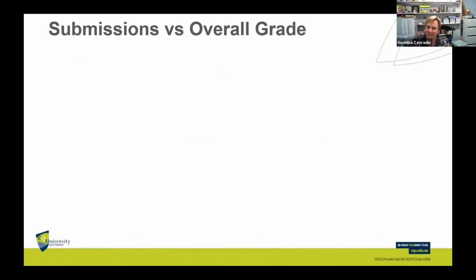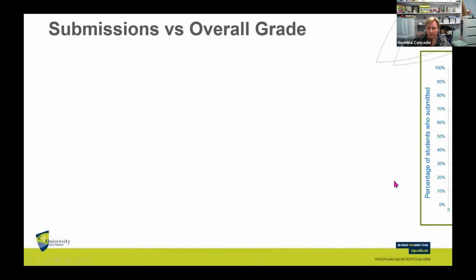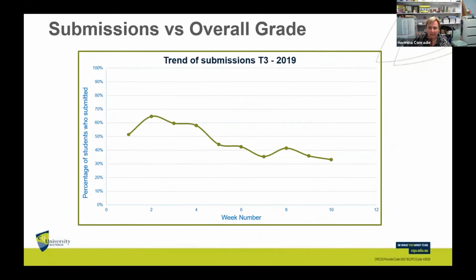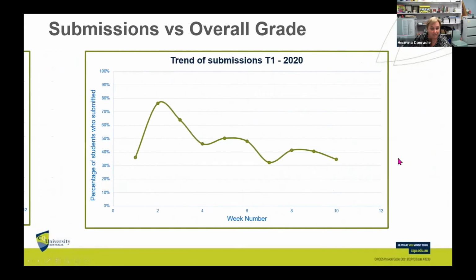Thank you, Katrina. Analytics from the online learning management system Moodle were used to find the number of consolidation activities submitted by those individual students, and we compared that to their final grade in the unit. We found that around 47% of students regularly submitted their consolidation activities, and in both terms, the trend of submission suggests a similar pattern. Students generally submitted in the first 3 to 4 weeks and then dropped off as the term progressed, as you can see in the graphs.